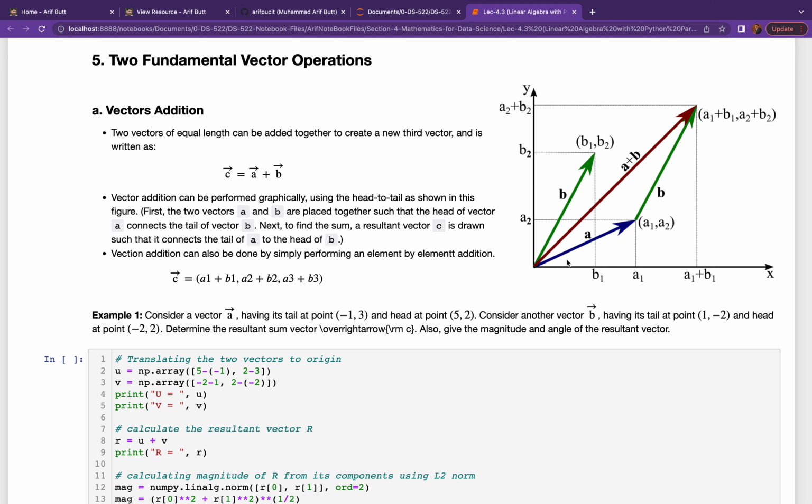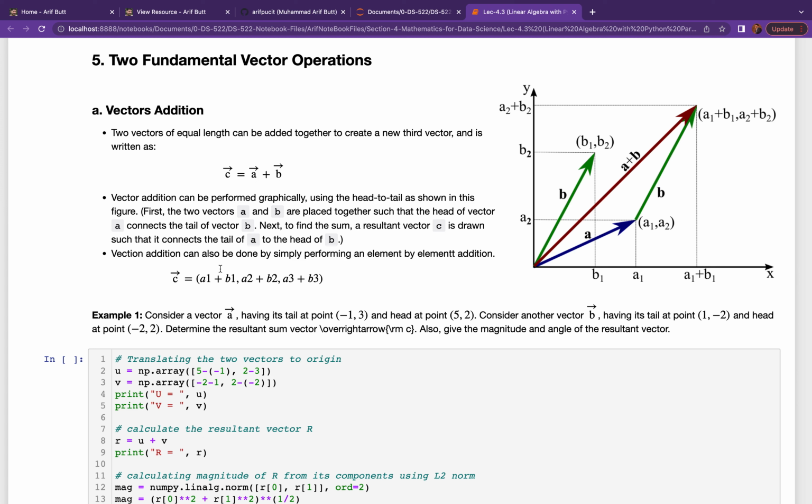If you see, you draw the first vector a with its tail at the origin, and then you draw the second vector b with its tail at the head of the first vector, and the resultant vector is a plus b, which is drawn such that it connects the tail of this vector a with the head of this vector b. And mathematically it is very simple. You just add the corresponding elements of the two vectors.